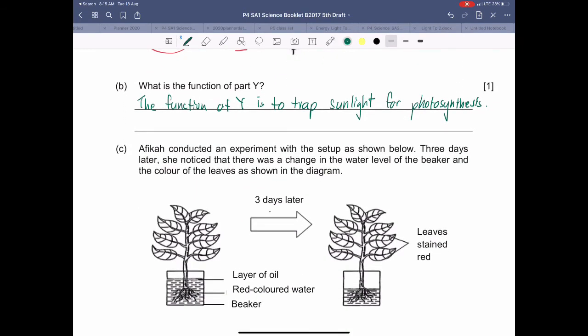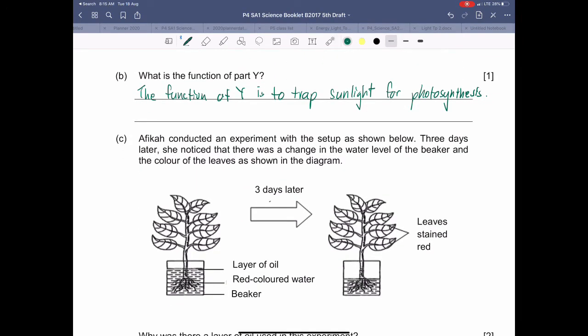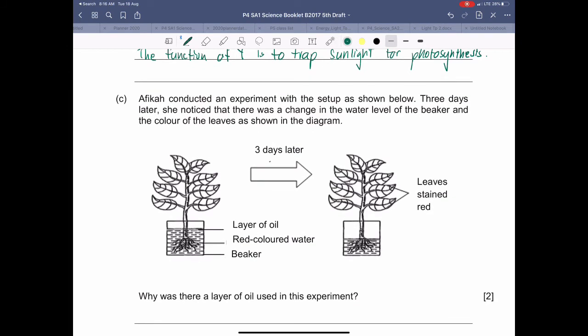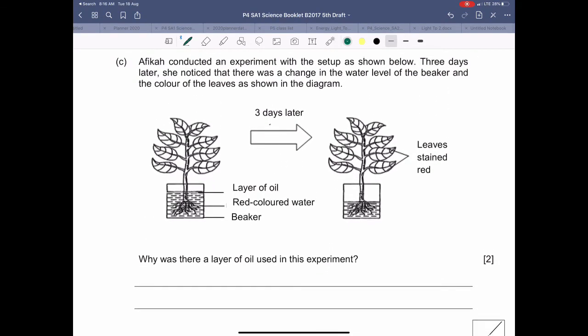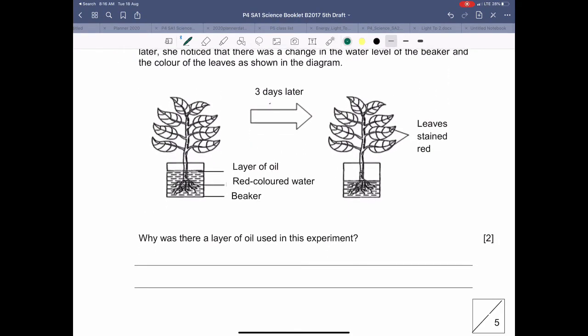Okay? Next, Afika conducted an experiment with the setup as shown below. 3 days later, she noticed that there was a change in water level and the color of the leaves as shown. Why was there a layer of oil used in this experiment?